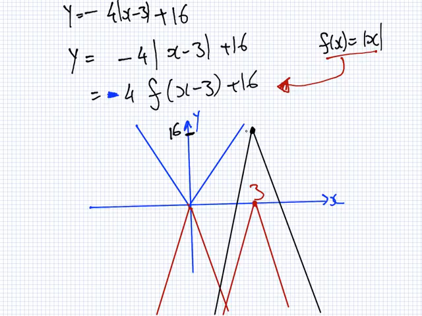It's f of x minus 3. So we move it to the right because of the minus. If it was plus, it would move to the left.